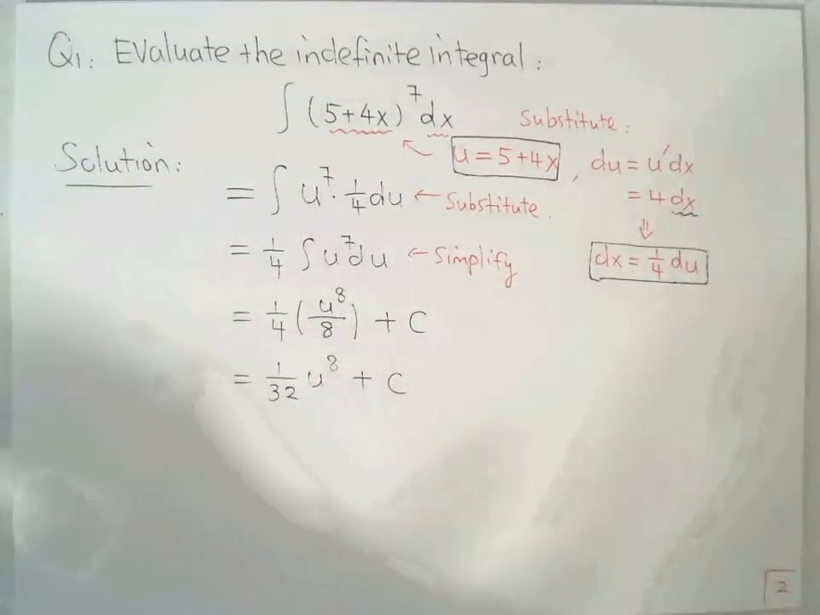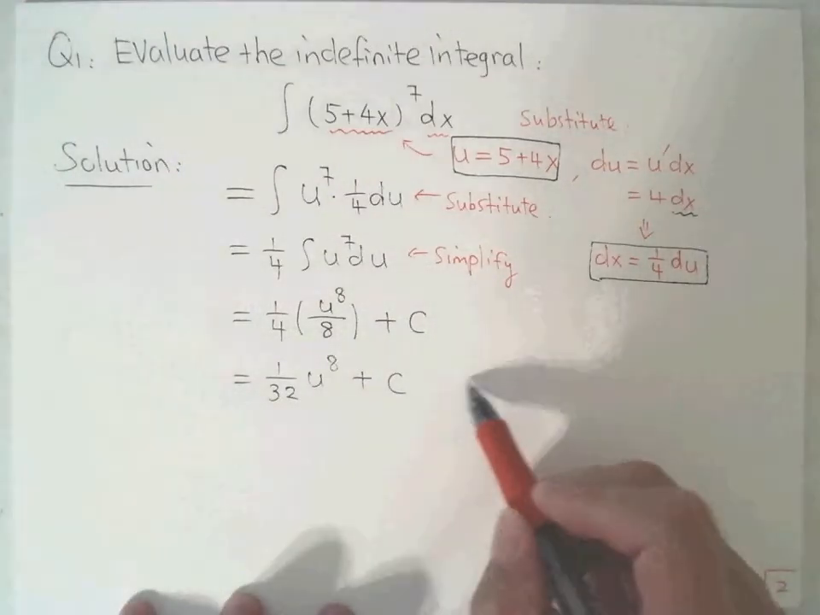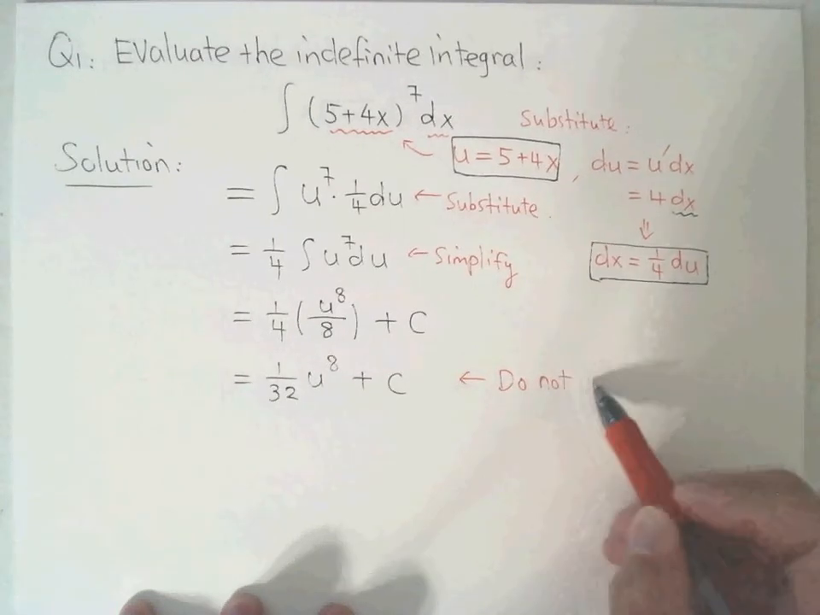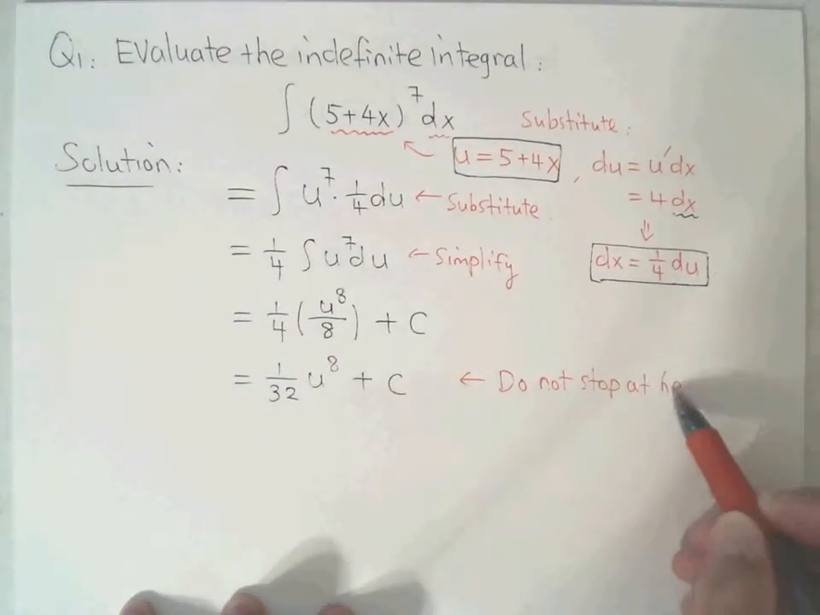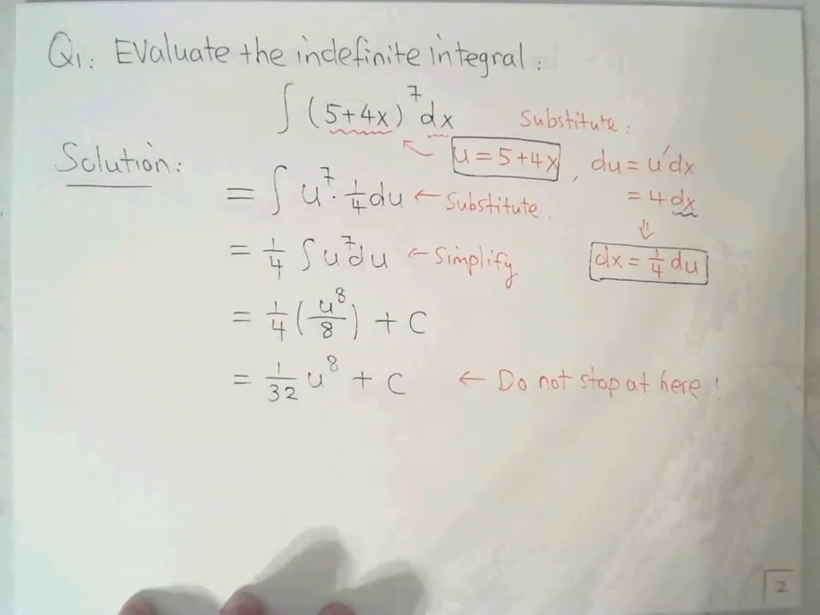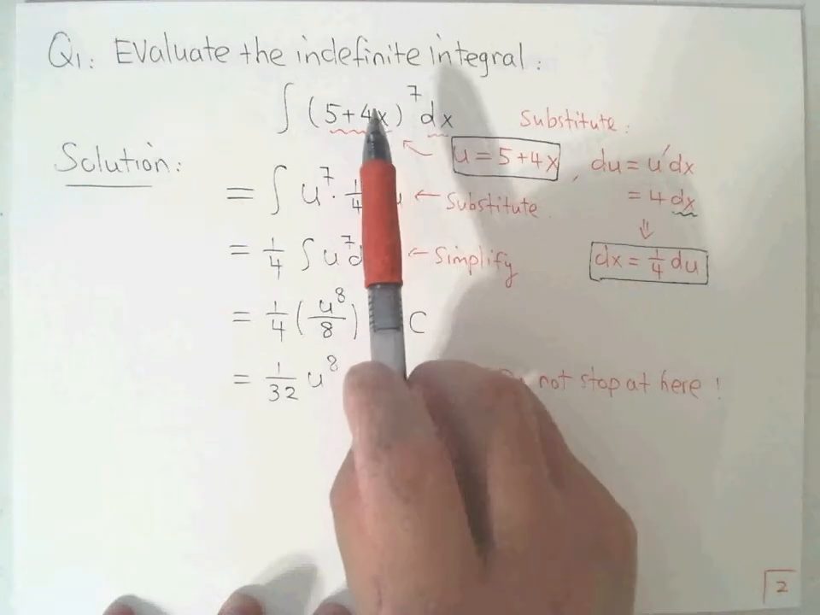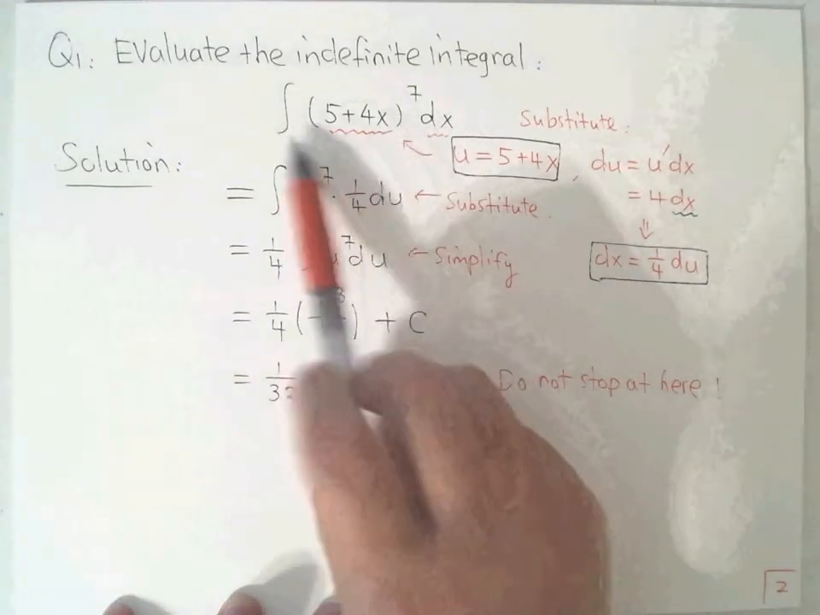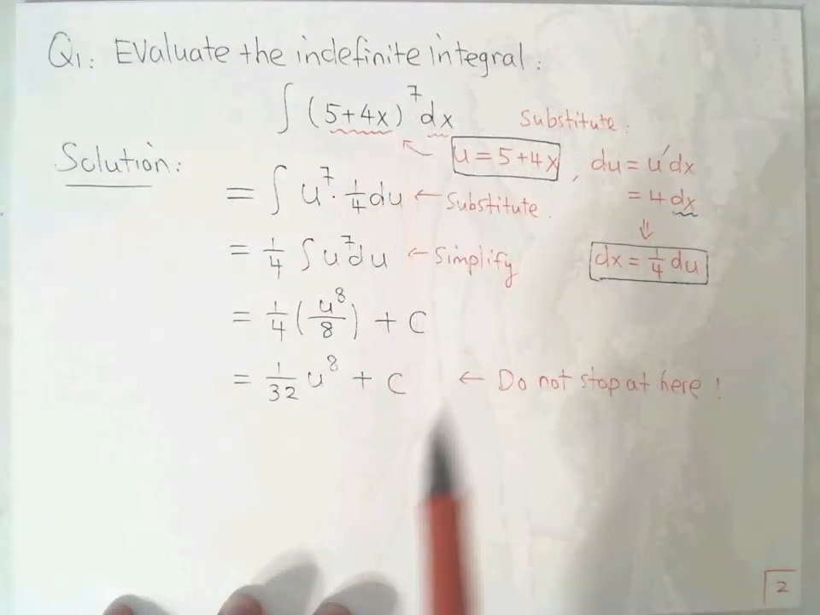Don't stop here. Please do not stop here. Why? Because we look at the original question. In the original question, the variable is x. This means the antiderivative should be a function of x.